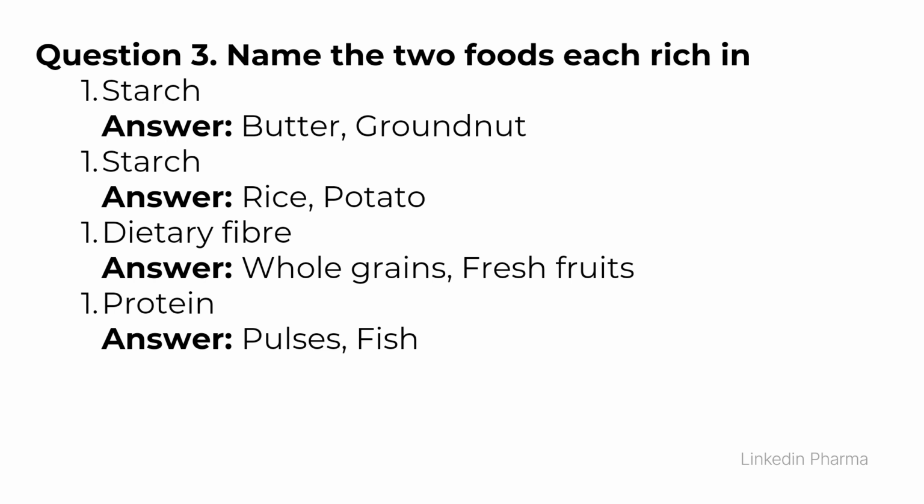Question 3. Name two foods each rich in starch. Answer. Butter, groundnut. Starch. Answer. Rice, potato. Dietary fiber. Answer. Whole grains, fresh fruits. Protein. Answer. Pulses, fish.